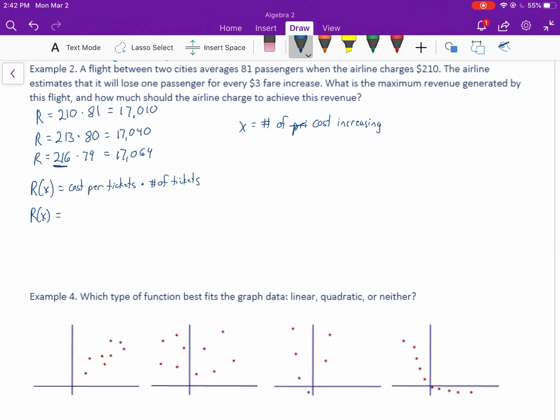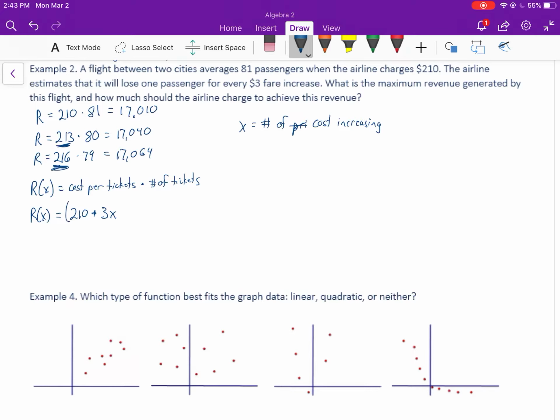All right, so our cost per ticket, the base cost was $81, but no, the base cost was $210. Sorry about that. It was $210, but they're planning on increasing that each time. And so for each cost increase, they're adding $3. So this should be 3x. So if x were 1, 3 times 1 is 3. 210 plus 3 is 213. That's referring to this one. If we increase twice, that would be adding $6. That would be this next one.